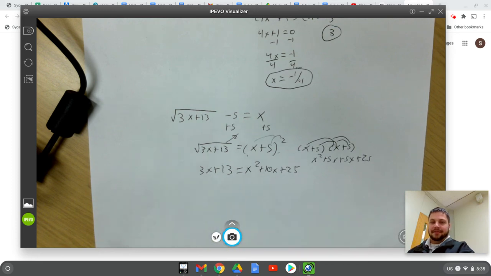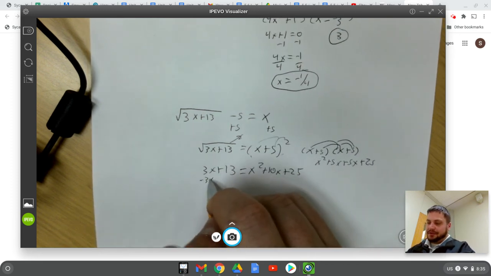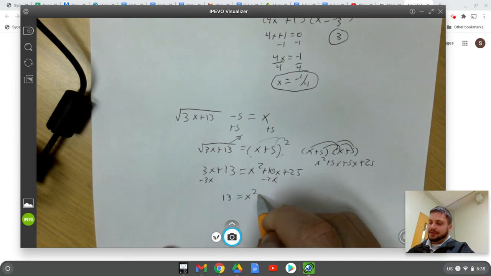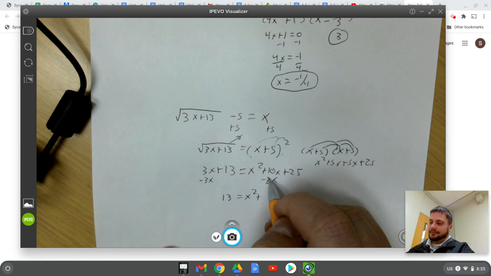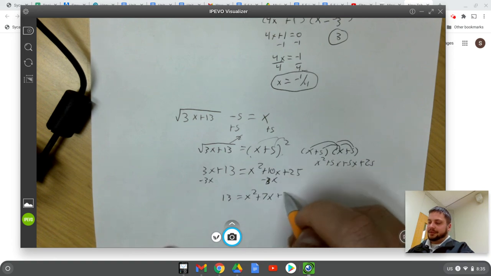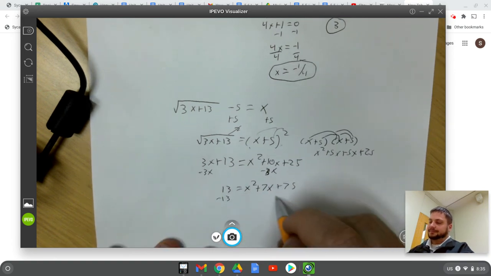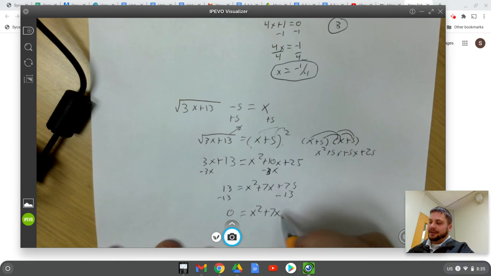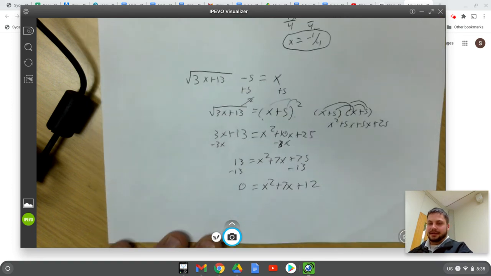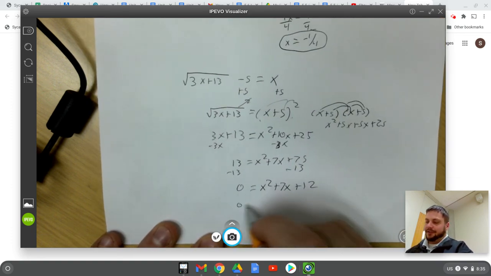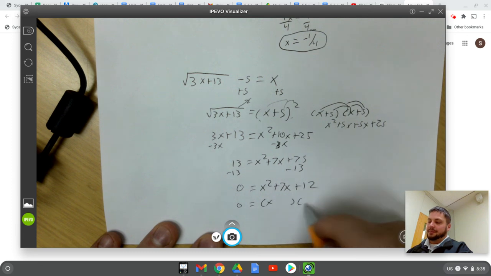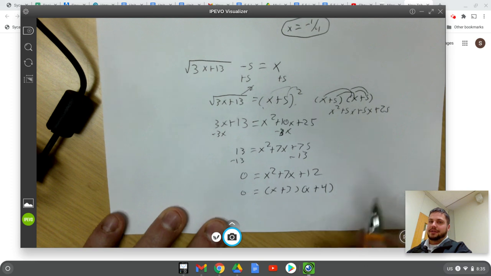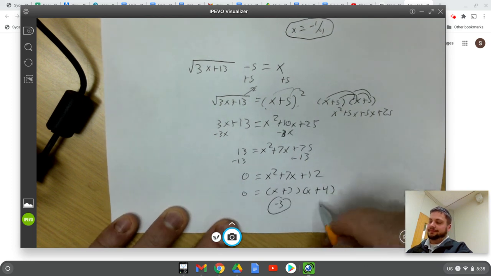Okay, now, what I have here is a quadratic. Let's make it say equals 0. So that 13 equals x squared plus 7x plus 25. Now minus 13. I got that 0 equals x squared plus 7x plus 12. And now again, you can type that into John Rick, or you can solve by factoring. I'm looking for two numbers that multiply to be 12 but add to be 7, which is plus 3 and plus 4. So my answers, of course, are negative 3 and negative 4.